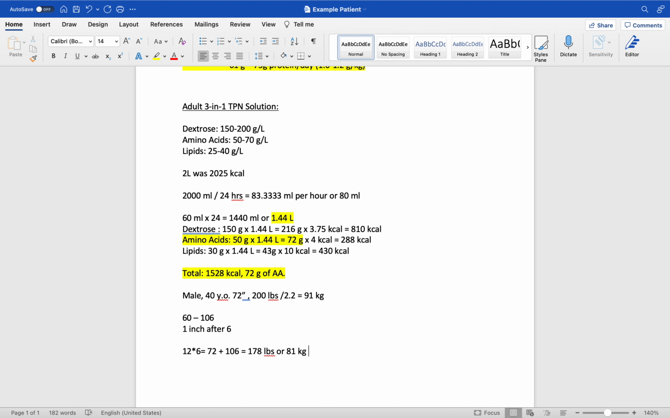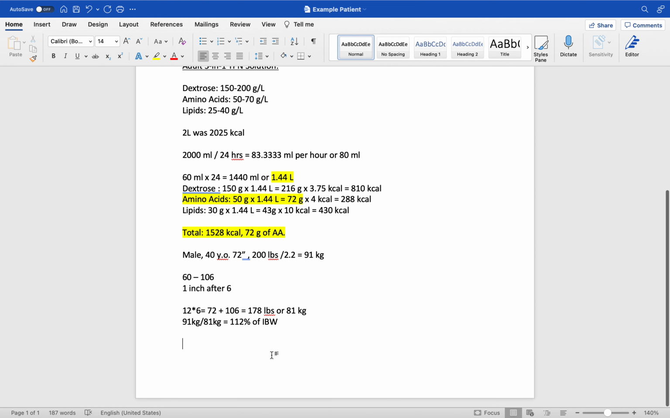And so he's a little above his ideal body weight, so it's 91 kg divided by 81 kg. So he's 112% of his ideal body weight, which is good. That's not too high, so we're going to just keep his 91 as our calculating factor. And so let me now do this.